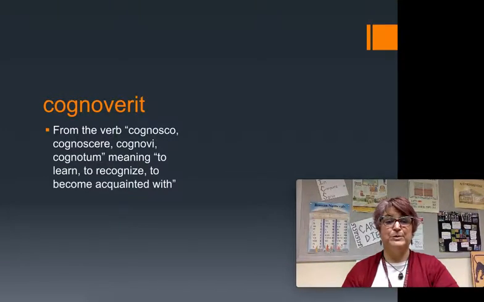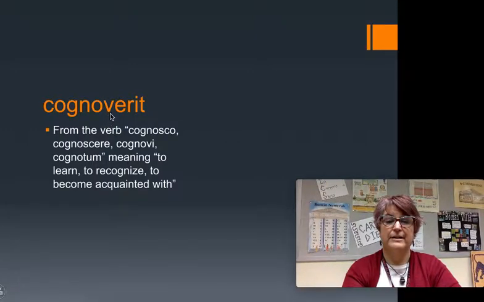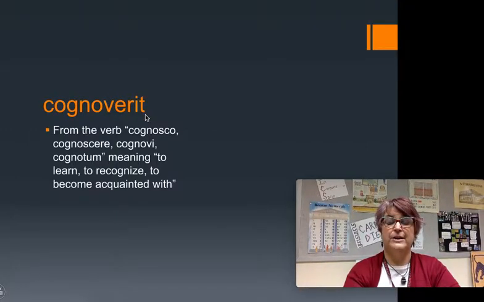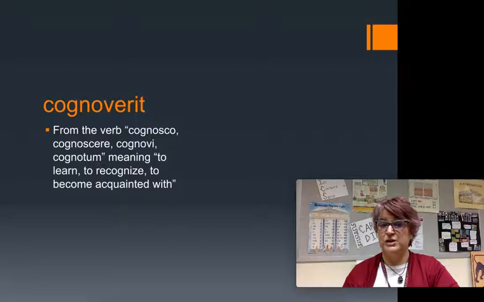This is our final example to look at, cognoverit, from the verb cognosco, cognoscere, cognovi, cognitum. Notice again the letter V, a letter that's very, very indicative of a third principal part. If you look at the third principal part, cognovi, and compare it to the first principal part and second one, cognoscere, this really is a different looking verb. The verb means to recognize or to become acquainted with. We see the T on the end, which tells us that our subject is he, she, or it.